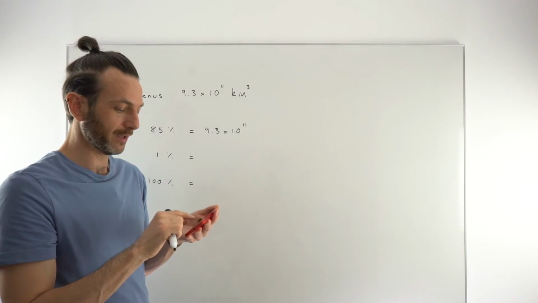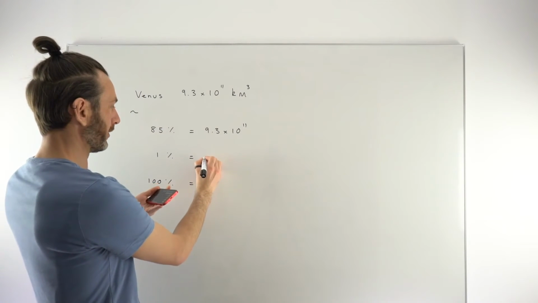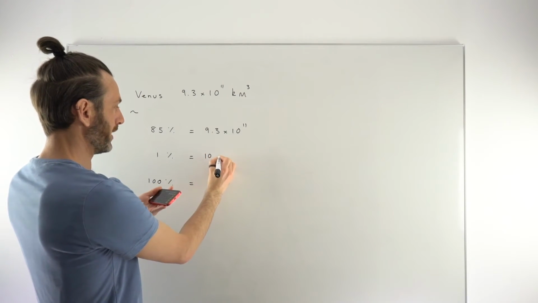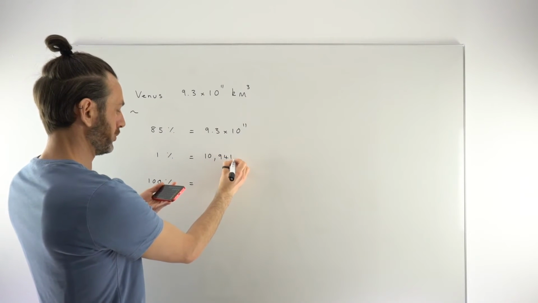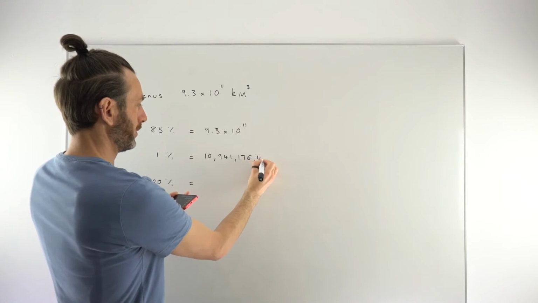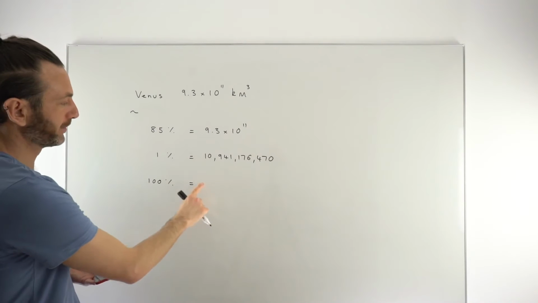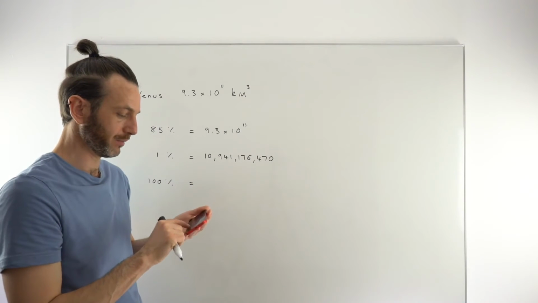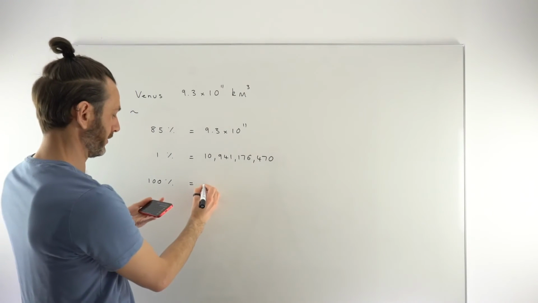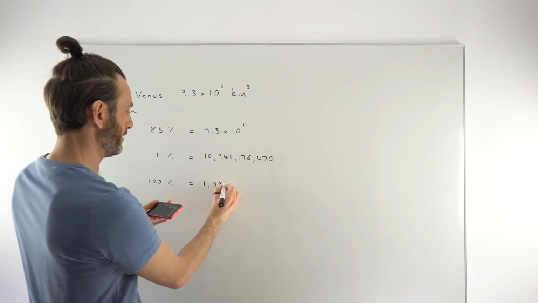So that number divided by 85 comes out to be, oh, there's a big number. I'll just quickly write it out. It's not written in scientific notation, just this ginormous number basically. Okay, something like that. And then we're going to multiply this by 100 to get it up to 100%. So just times that number by 100. And that comes out to be like this. Wow, so it's just a huge number.